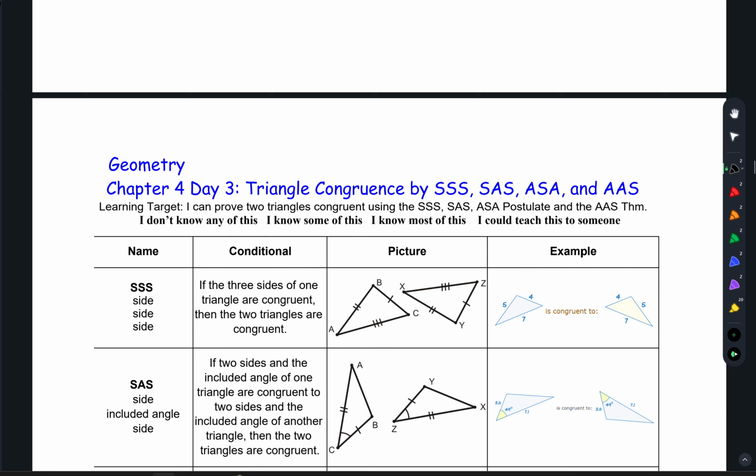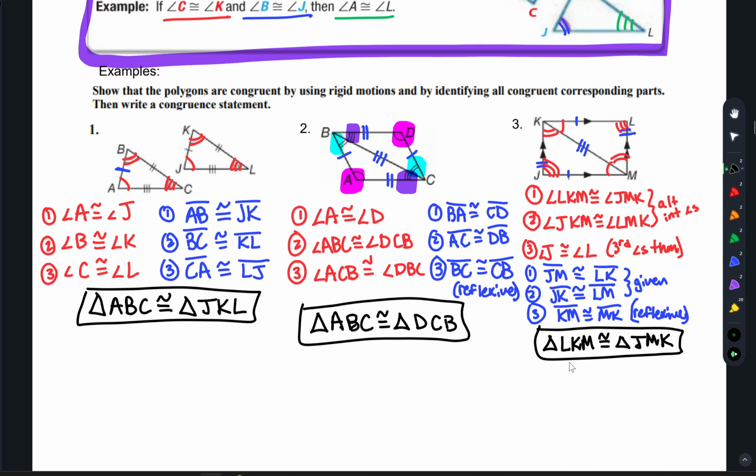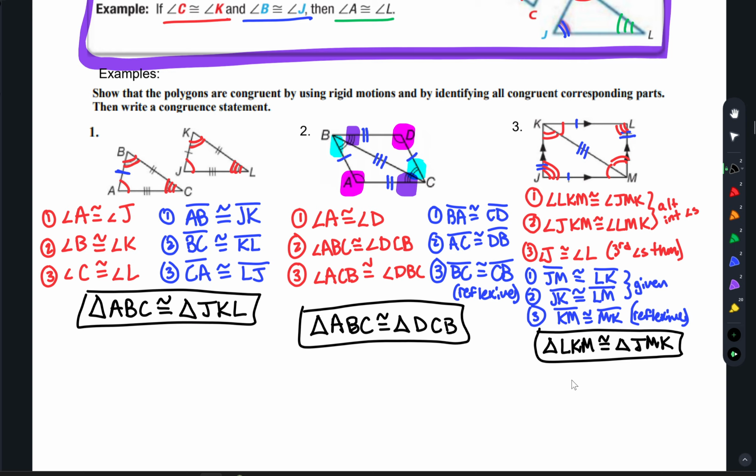Which is triangle congruence still. Let's talk about what we did yesterday really briefly. So yesterday, do we remember how we tried to say that these triangles were congruent? We had to list all 3 pairs of congruent sides, all 3 pairs of congruent angles. It was a lot of work, right?